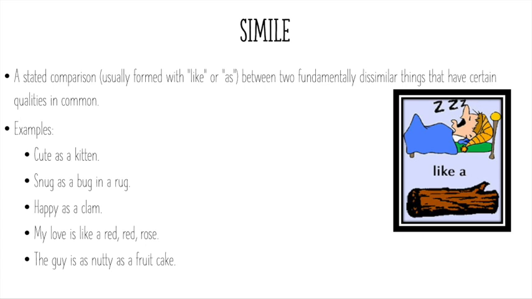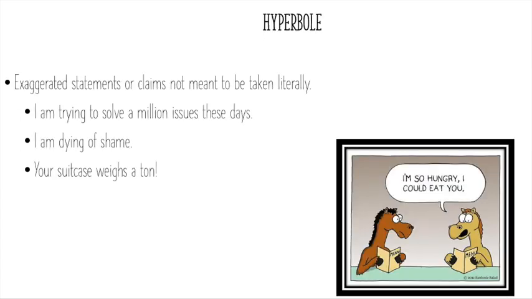Comparing two unlike things in order to really connect your audience to what you're talking about. Cute as a kitten. The guy is as nutty as a fruitcake. And in the image on the right, snoring like a log. Okay, so simile and metaphor are two different types of figurative language that you might bring into this.